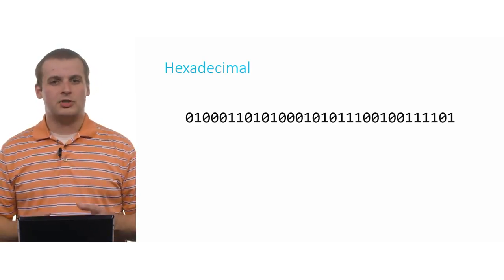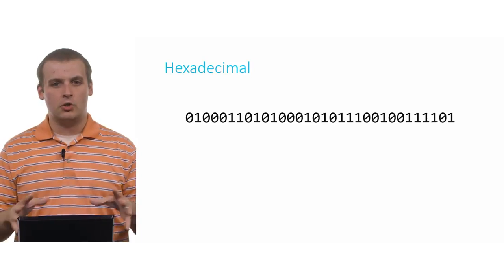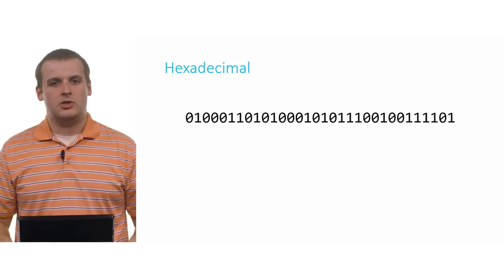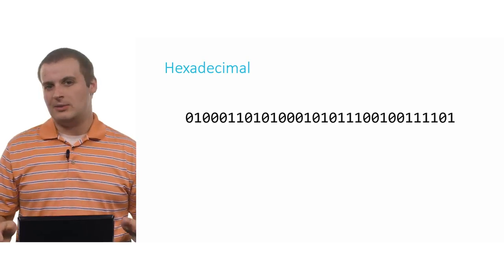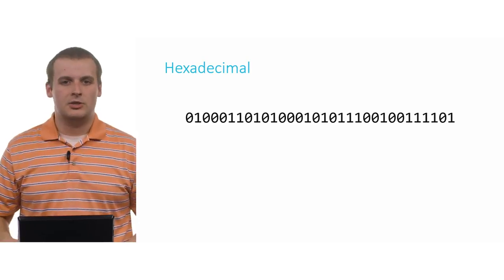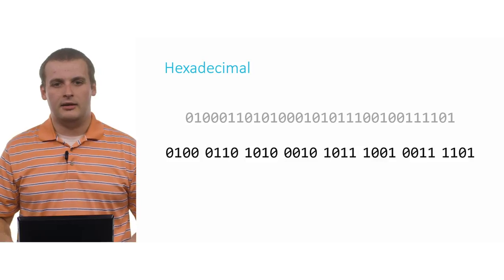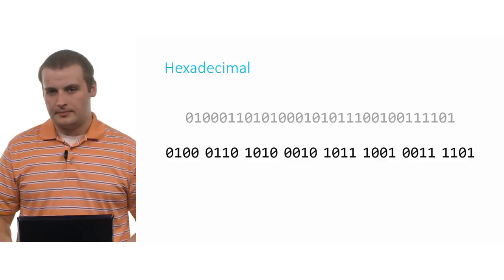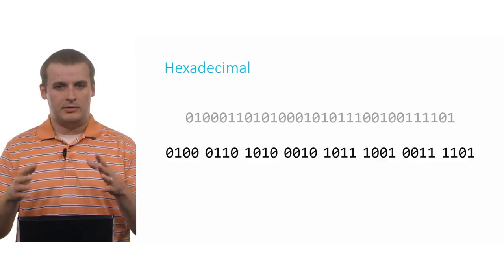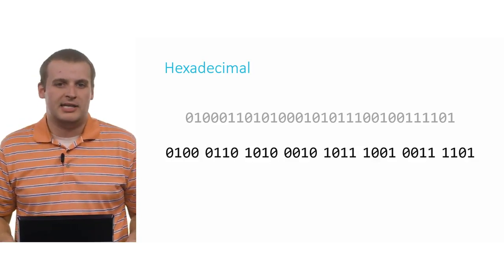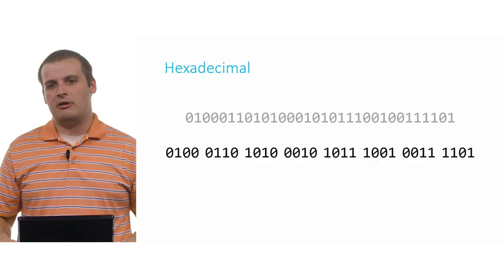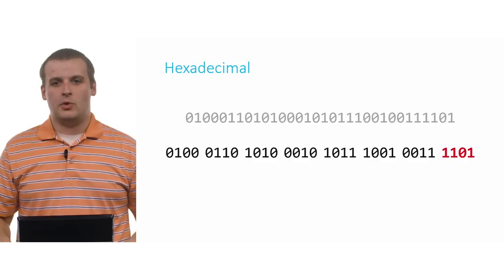So let's go through that conversion process. The first thing we need to do is group these digits into groups of 4, starting from the right and working to the left. Now, there happen to be 32 digits here, which means we have a nice clean break of 8 groups of 4. Remember that each group of 4 uniquely corresponds to a hexadecimal digit. So we'll start, again, building our number from the right and working left.